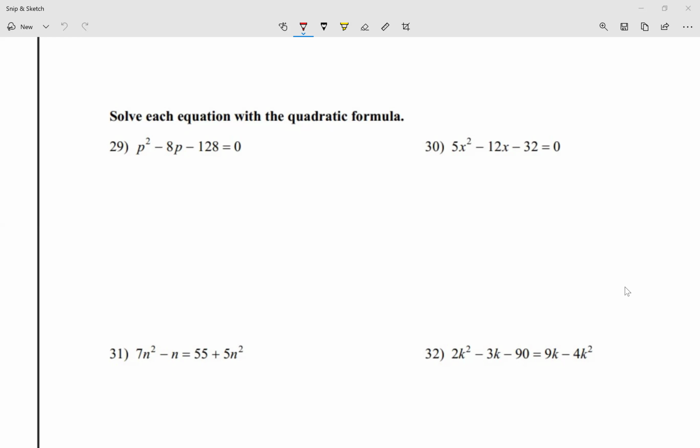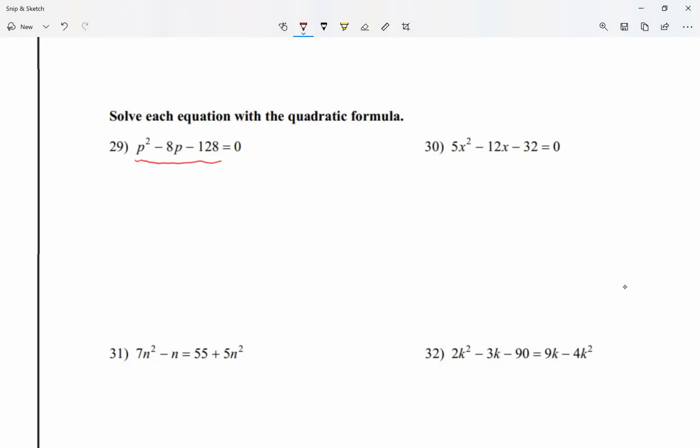Now, to begin with, what I need on my equations is I need everything on one side of the equation, so on one side of my equal sign, and on the other side, it's equal to 0. I can see numbers 29 and 30. I see everything is on the left side. I can see number 29. I have p squared minus 8p minus 128 equal to 0. Like I said, I need the right side equal to 0. But I see numbers 31 and 32. They're not equal to 0, but I do need them equal to 0. So we're going to play with those in a minute.